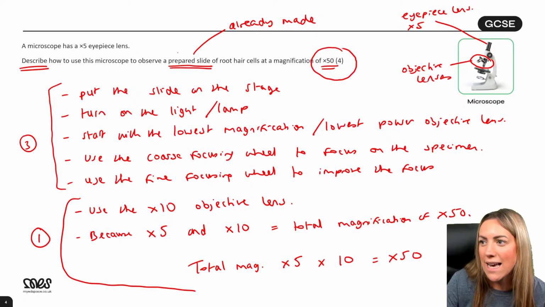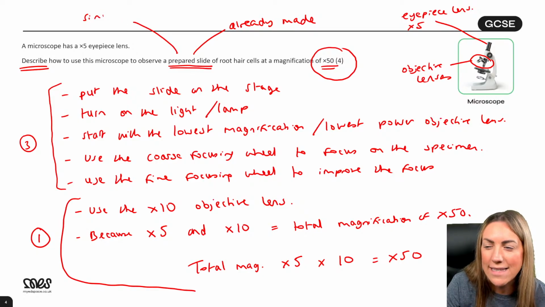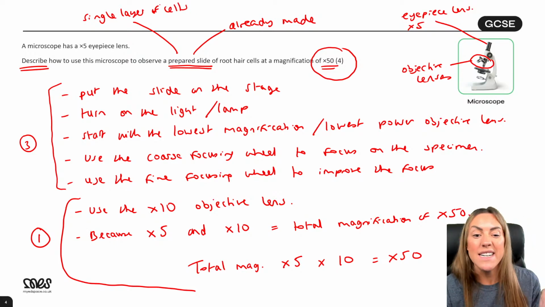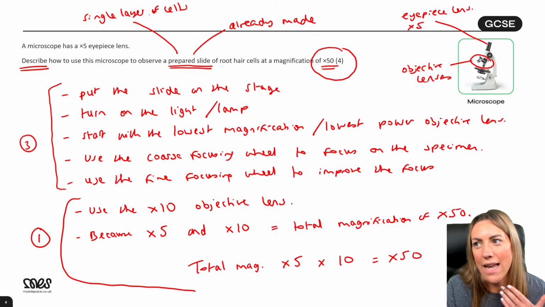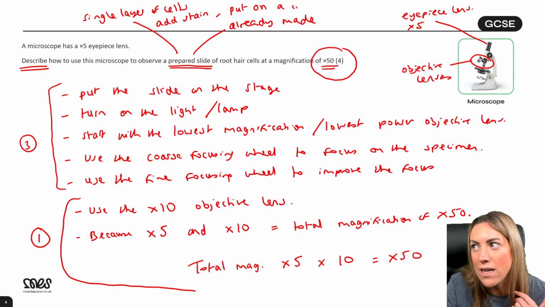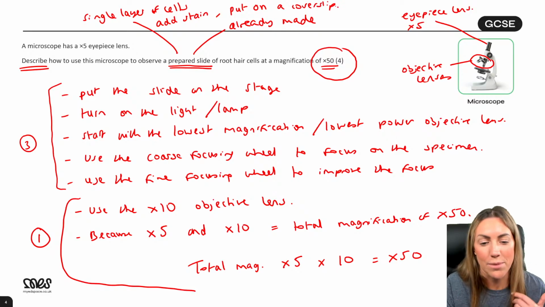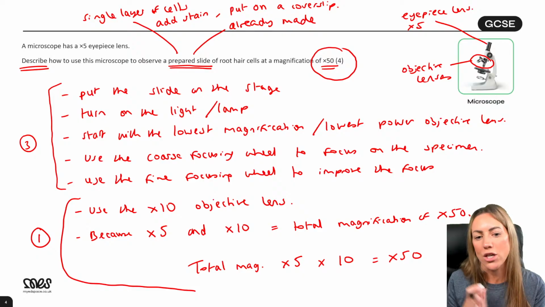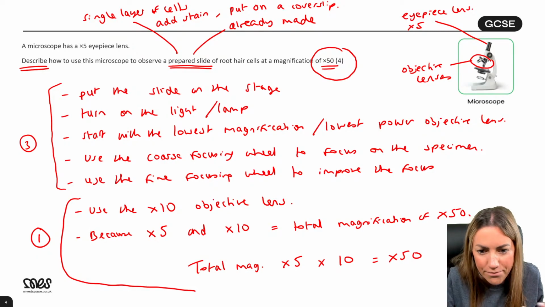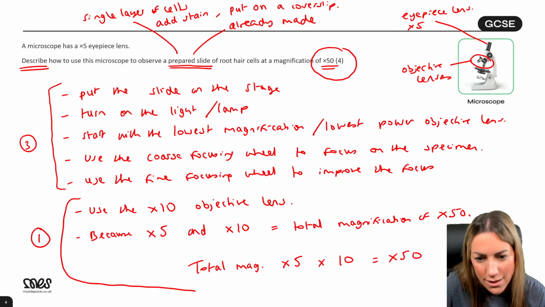How do you prepare a slide? Let's just briefly go over it. You want a single layer of cells because obviously you need the light to pass through. We should know that. We want to be able to see the cells. So we need a single layer of cells so the light can pass through, and you're going to add a stain, and then you're going to put on a cover slip, which you lower slowly. You lower your cover slip slowly because you don't want air bubbles under there, because they're going to affect how you see.